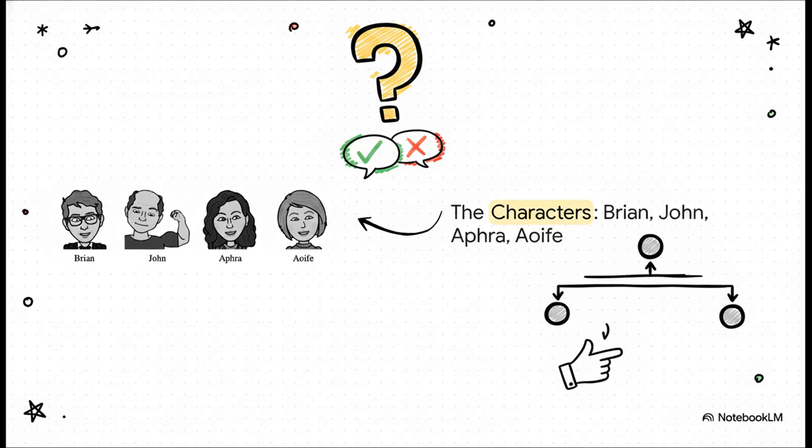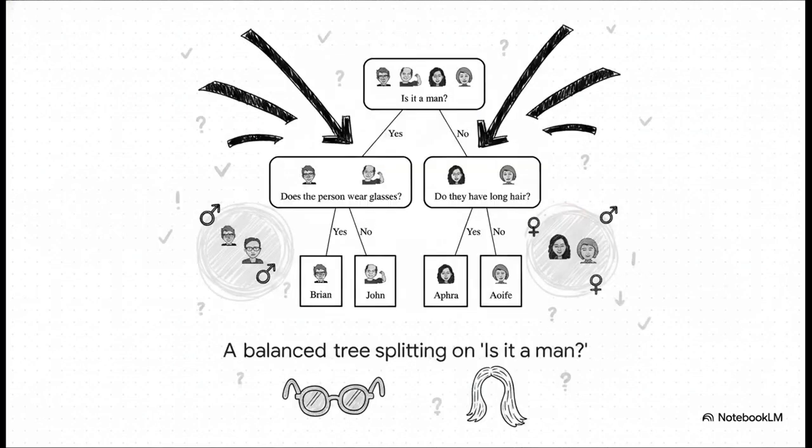Let's look at a tiny data set of characters: Brian, John, Afra, and Oifa. The whole goal of the game is to identify a randomly drawn card using only yes or no questions. And your strategy to win in the absolute fewest moves, well, that relies entirely on which question you decide to ask first. Think about it. If you ask, does the person wear glasses, you might get lucky, sure. But on average, across multiple games, you're going to need about 2.25 questions to guess the right person.